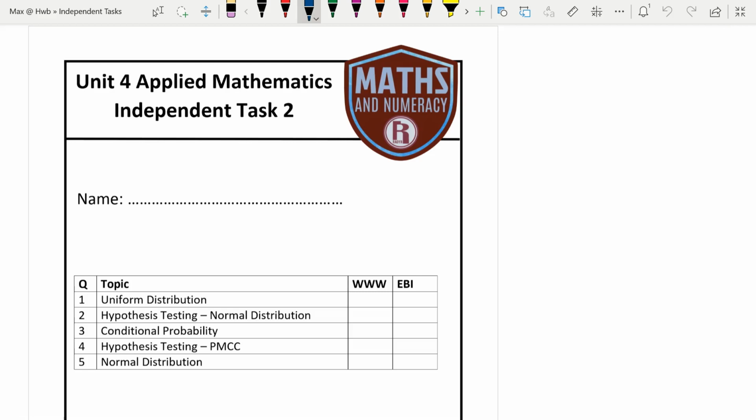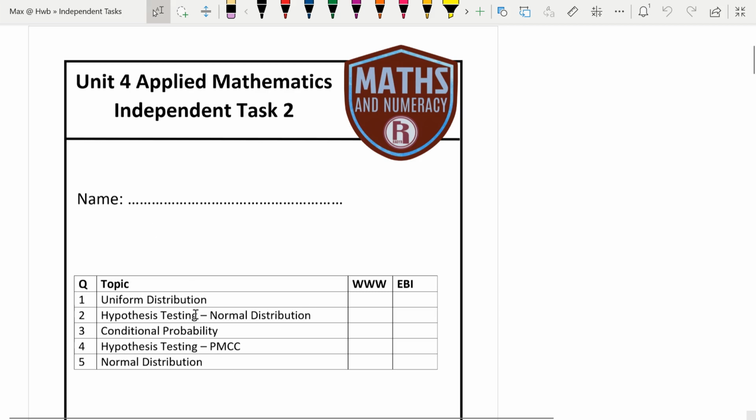Hi guys, and welcome to this video where we're going to look at these 5 topics for Unit 4 Independent Task 2. So in this task you had uniform distribution, you had hypothesis testing for normal distribution, we had conditional probability, our other hypothesis test which was for PMCC, so correlation, and then just a normal distribution question as well.